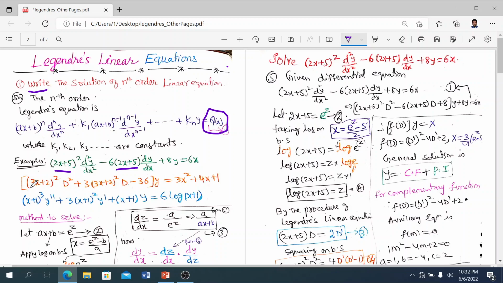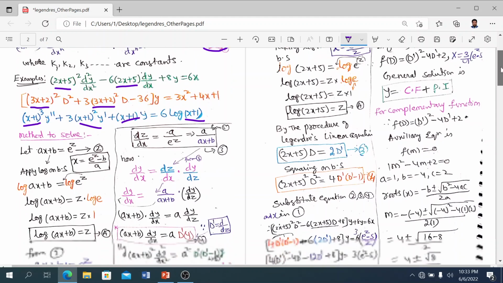Another example: (3x+2)^2 d^2y/dx^2 + 3(3x+2) dy/dx - 36y = 3x^2 + 4x + 1. See here, (3x+2) squared and this 3x+2. Another example: (x+1)^3 y'' + 3(x+1)^2 y' + (x+1) y = log(x+1). See here, this is x+1, x+1, x+1 and also x+1. So these are the examples of Legendre's linear differential equation.